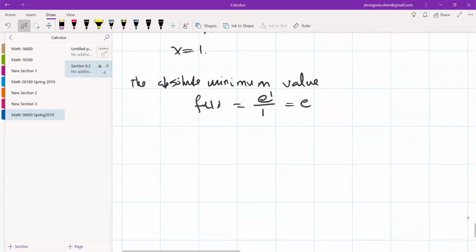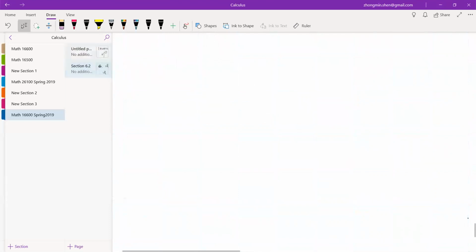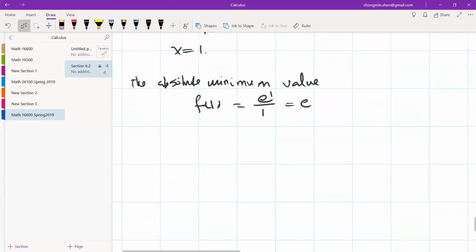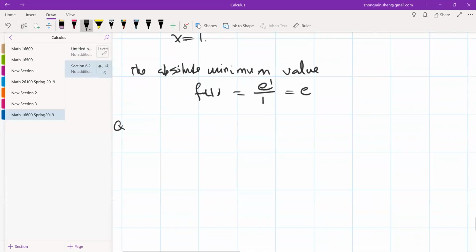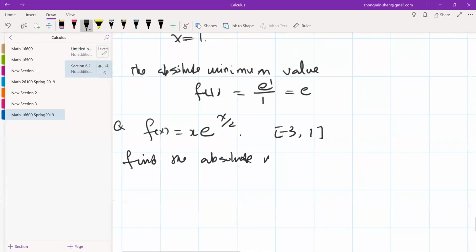All right, let's do one more problem for this optimization. So the next one, we are given the function x e to the x over 2 on the interval from -3 to 1. Okay? Find the absolute maximum value and the absolute minimum value.